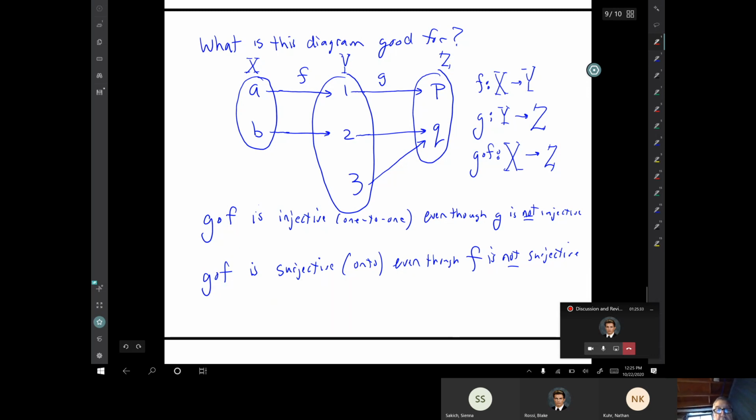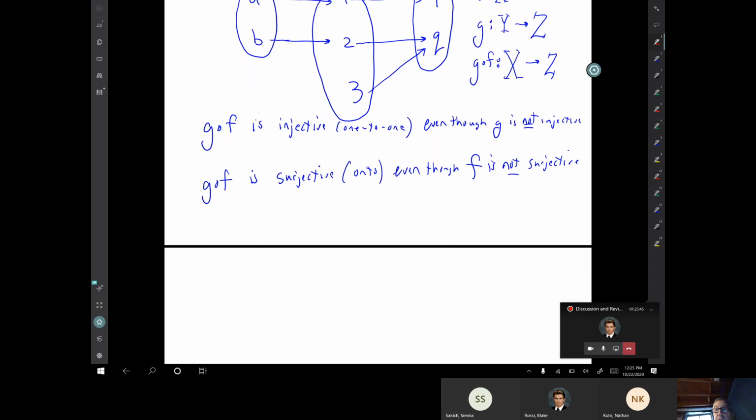And again, back to the other one, it's possible for a composition of maps to be injective, even though the map on the left is not injective. But there are closely related theorems that say you can't do this with both maps. That is, if a composition is injective, then F must be.